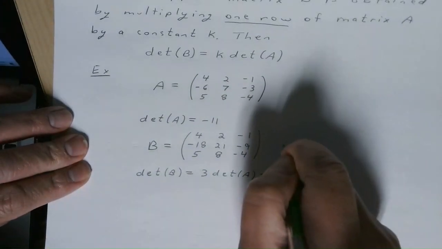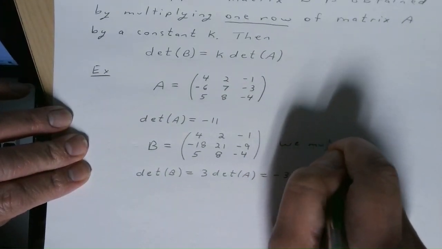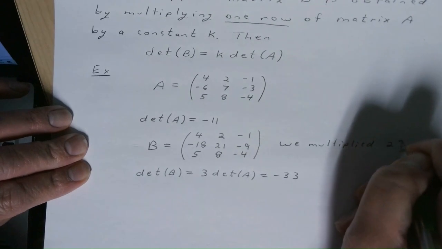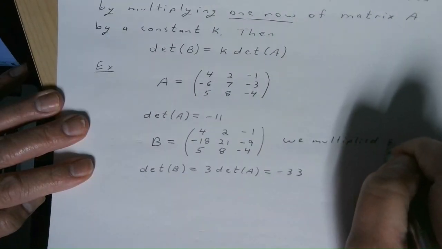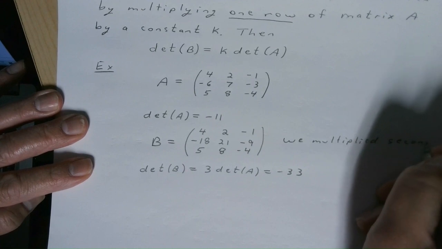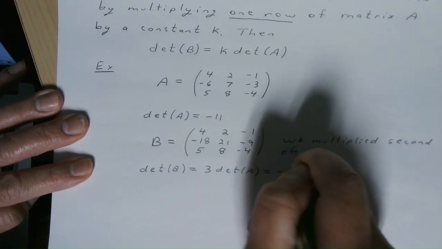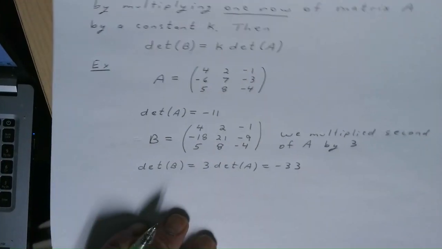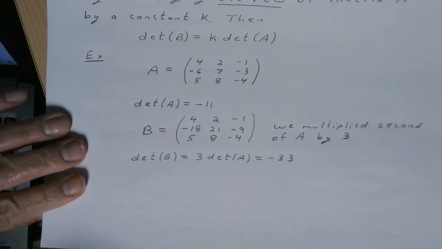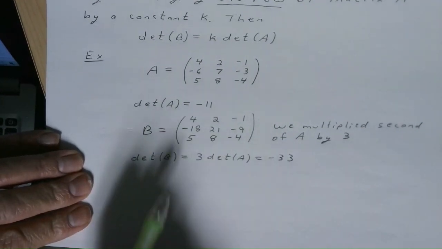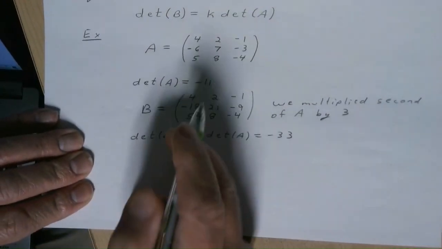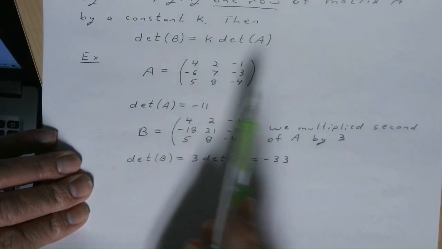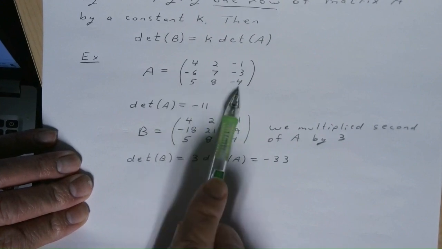Again, note here we multiplied this second row of A by 3. And of course, you can do that more than once. Here we multiplied the second row by 3. We could multiply the third row by 2, for example.